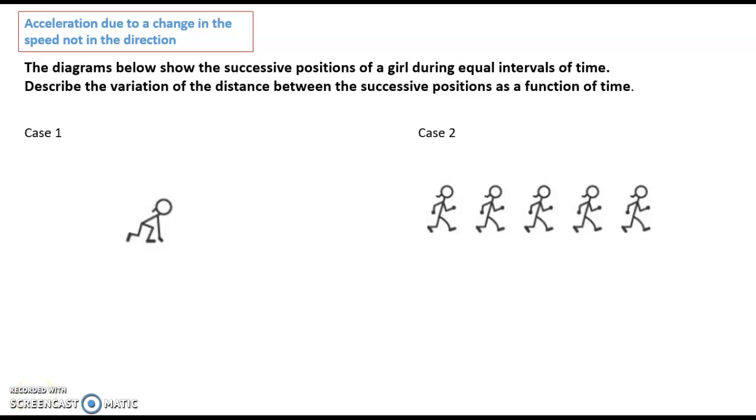Acceleration due to a change in the speed, not in the direction. The diagrams below show the successive positions of a girl during equal intervals of time. Describe the variation of the distance between the successive positions as a function of time.